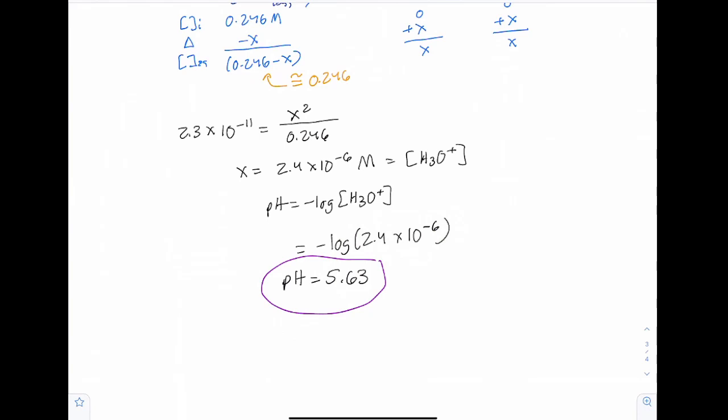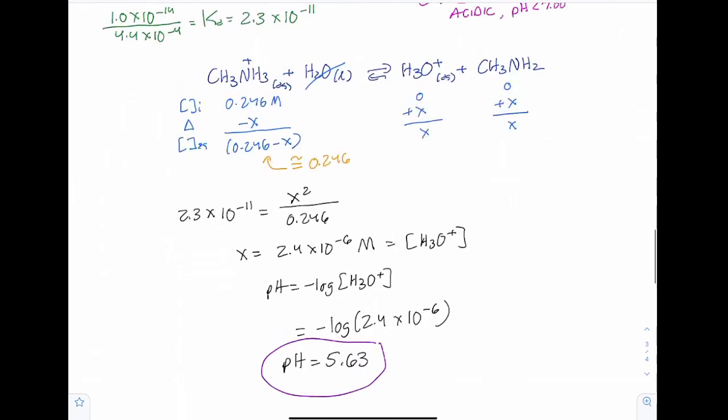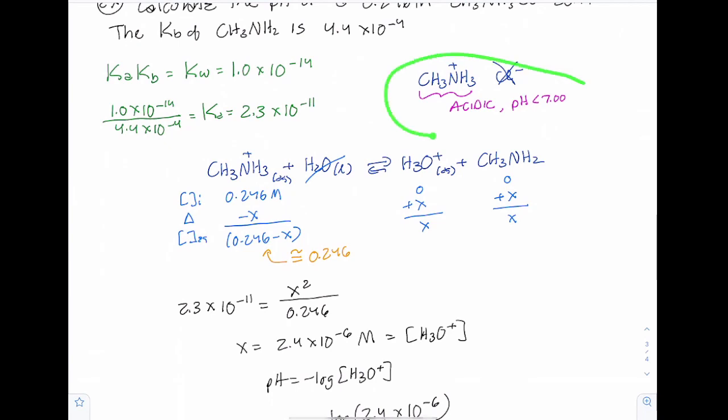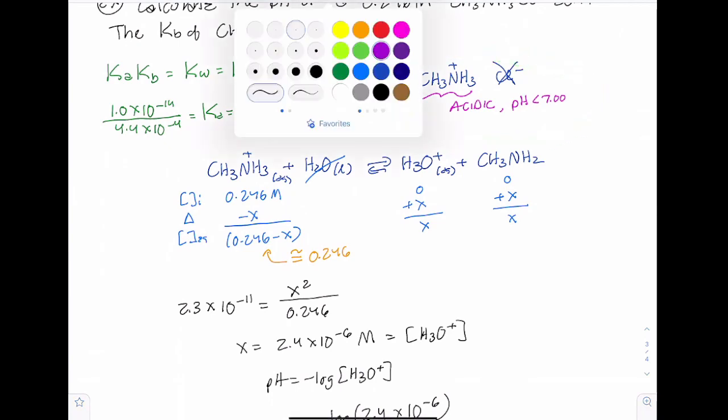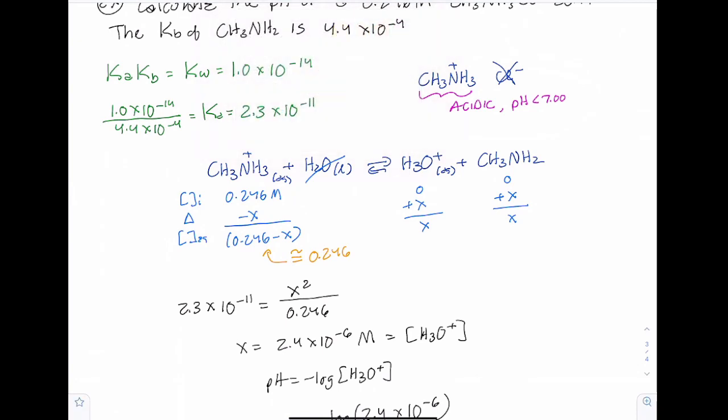So 5.63. My pH is less than 7, which if we go back up is what we predicted because it's acidic. So we don't know for sure that it's right, but we can be fairly confident in our answer.